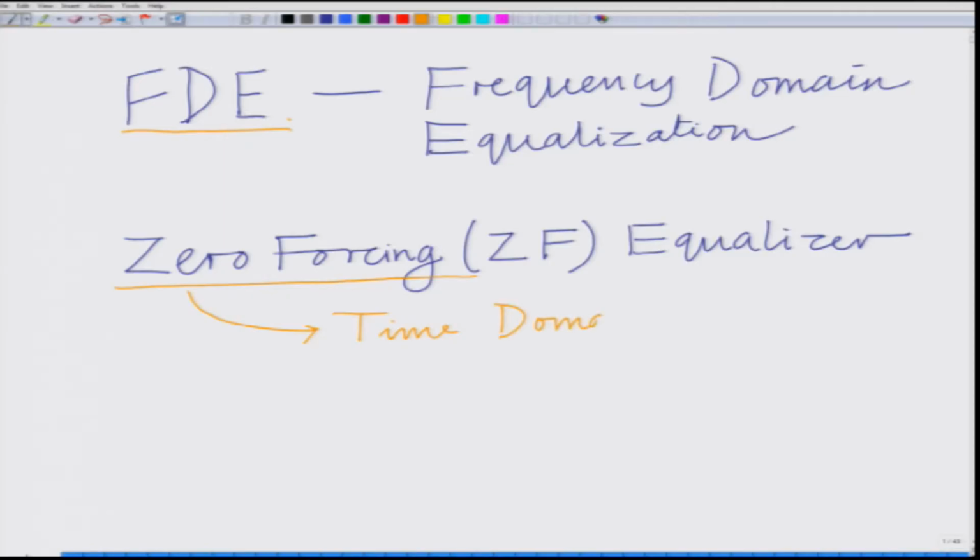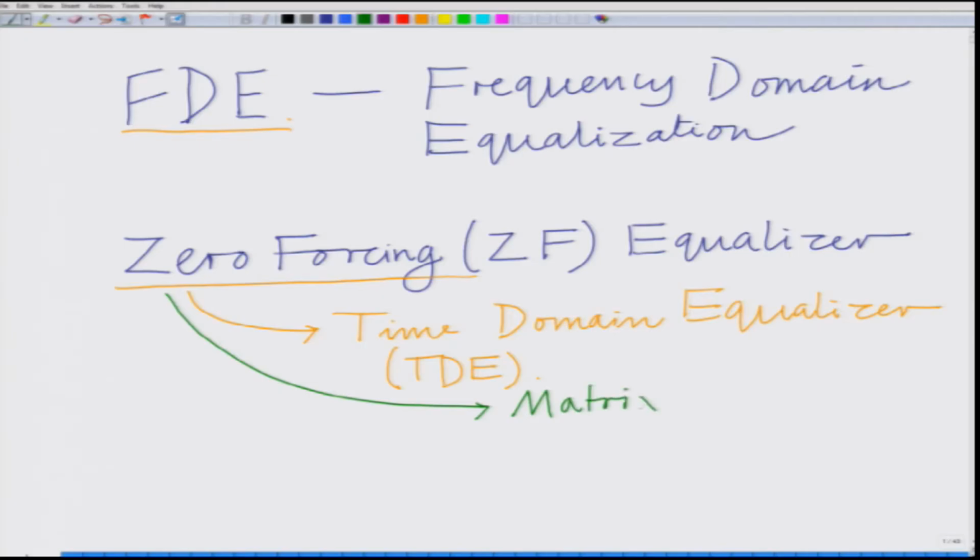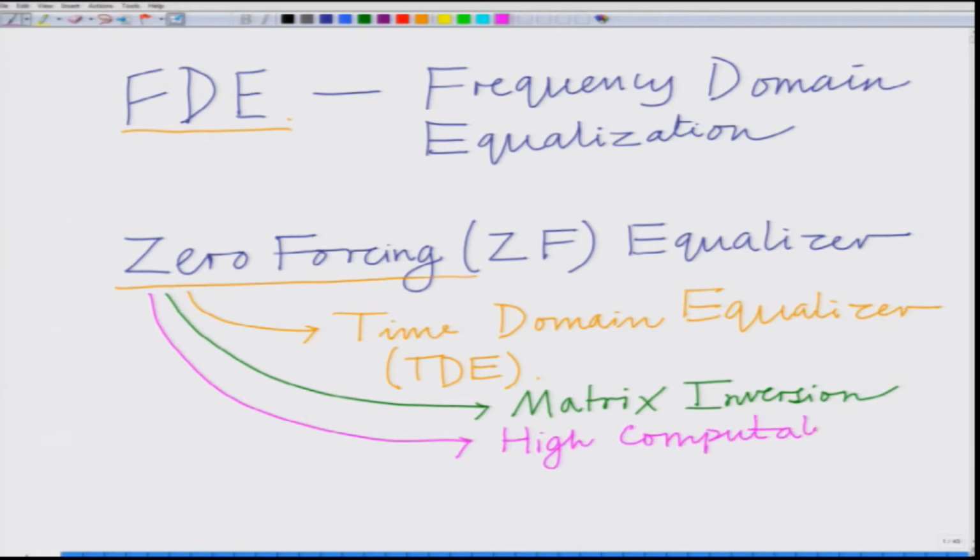That is also what we have said in the time domain equalizer, or basically TDE. The disadvantage of time domain equalization is that it has matrix inversion. Remember, the zero forcing equalizer involves matrix inversion. Therefore, the time domain equalizer has a high computational complexity.